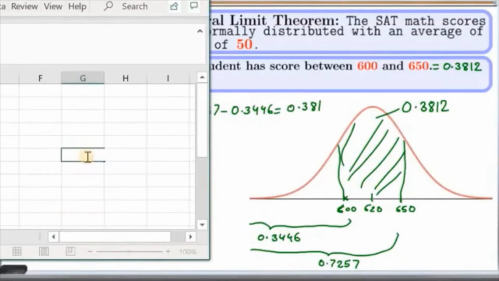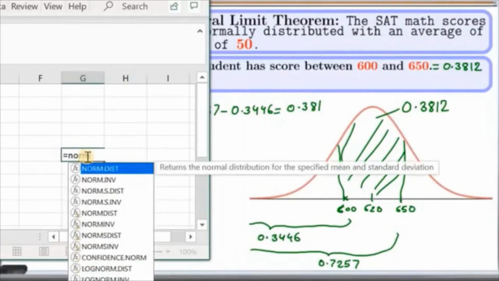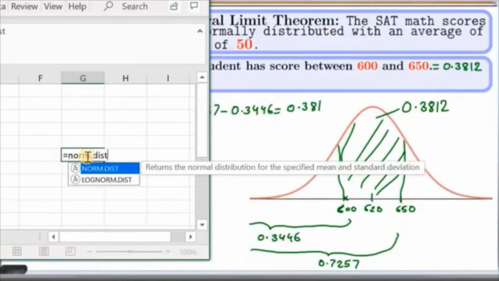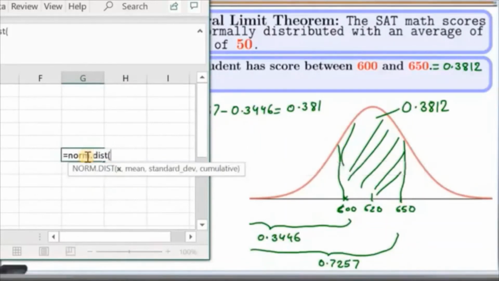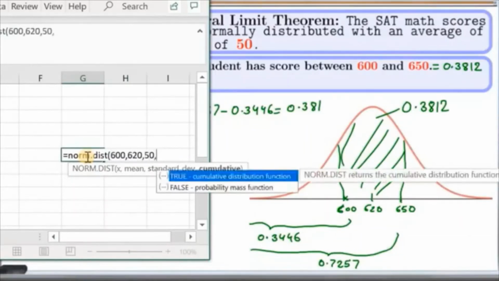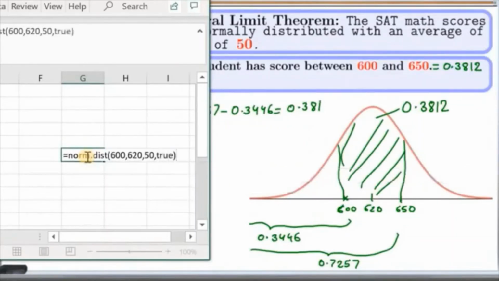Now, let's try to find the area to the left of 600. For that, type in equals, then type in NORM.DIST, then put parentheses. Our X here is 600, our mean is 620, our standard deviation is 50, and since we are trying to find the cumulative area up to 600, we'll be typing true, or you can simply type 1. Then hit enter. So we got this number, which is the area to the left of 600.